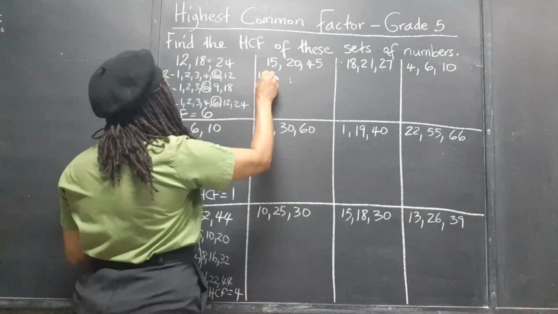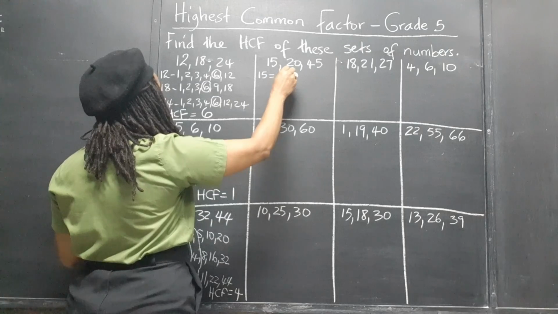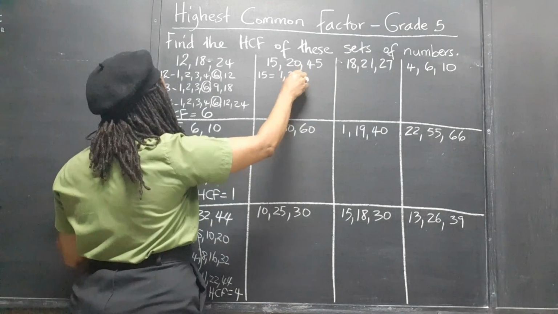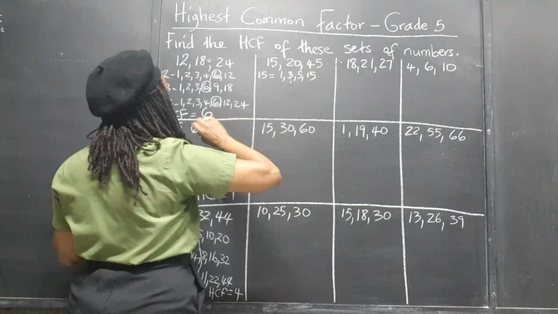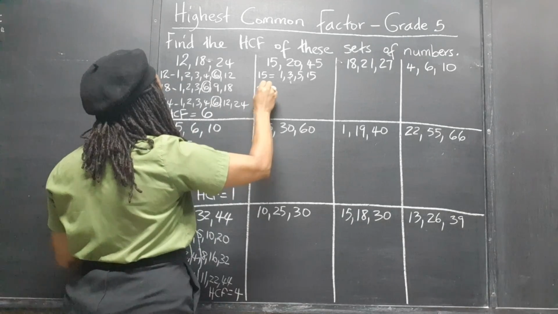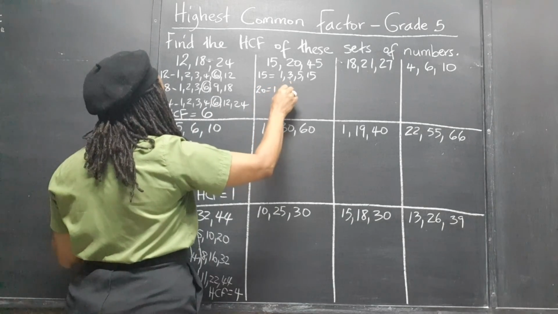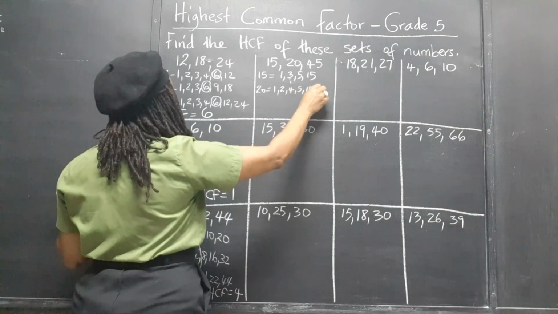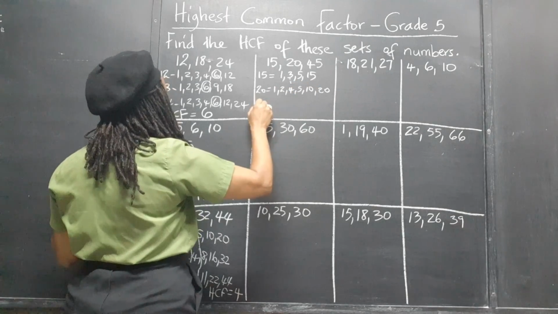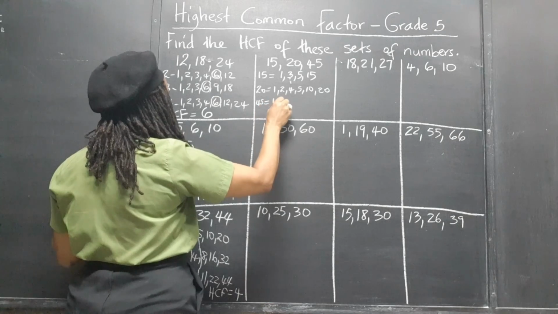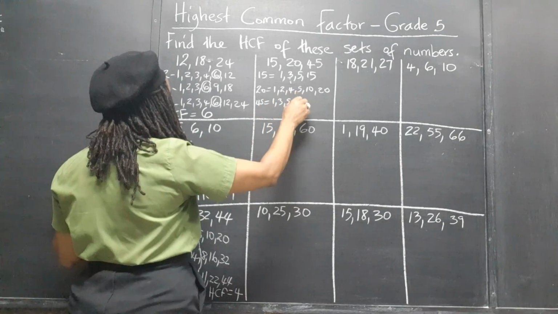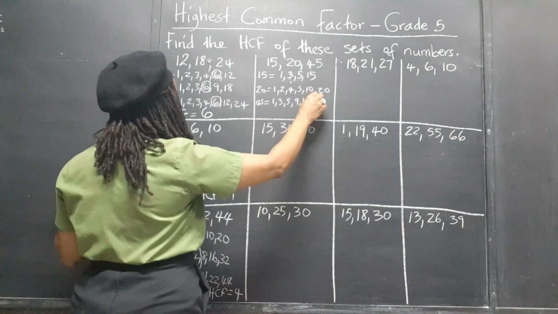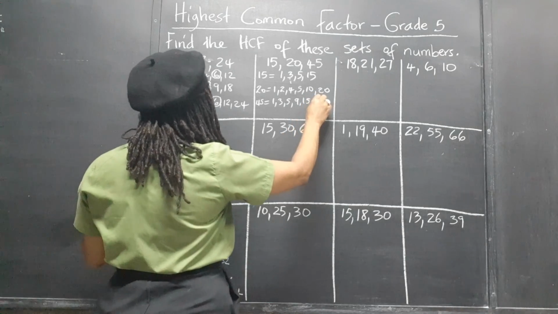So what can go into 15? We know 1 can go. We know 3, 5, and 15 can go into itself. For 20: 1, 2, 4, 5, 10, 20. And for 45: 1, 3, 5, 9, 15, and 45.